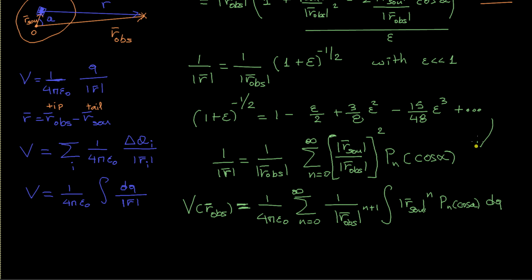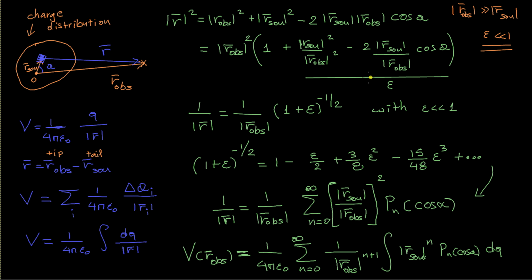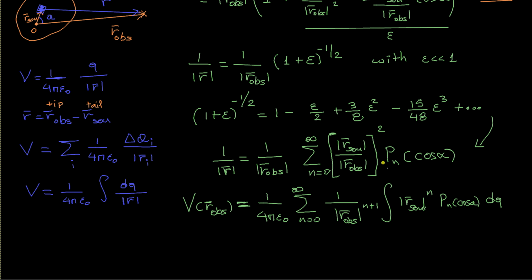To go from here to the next step, there is a lot of algebra, a lot of moving stuff around. Wherever you see epsilon here, you use what you actually defined epsilon to be, and you rearrange terms, until you reach this 1 over r, which is what you need in the integration, equal to 1 over r_obs times an infinite sum. And of course we also encounter the Legendre polynomials.